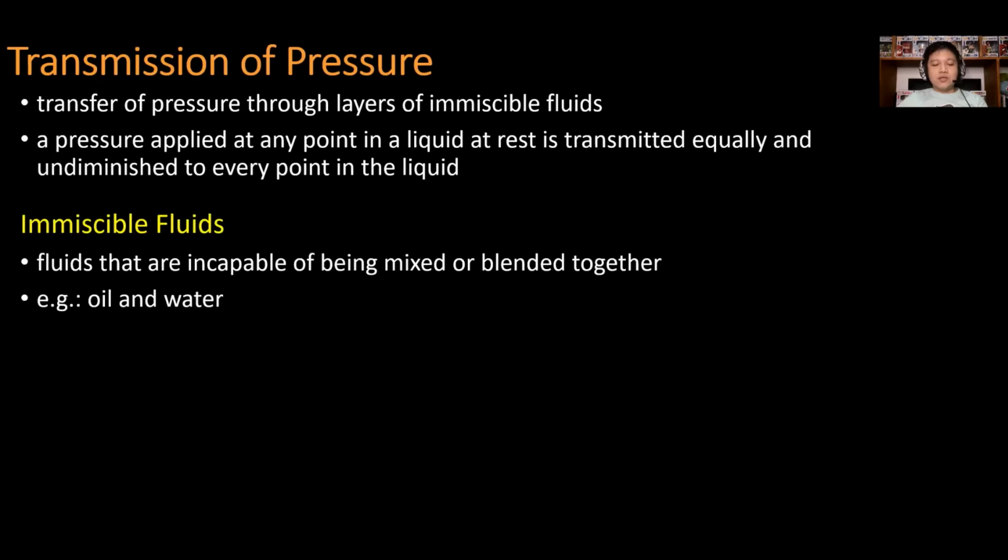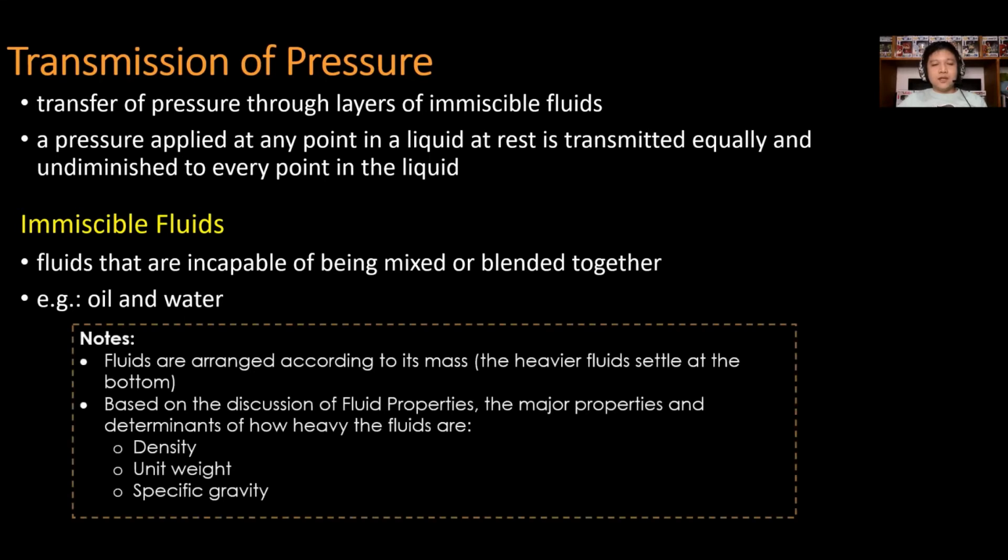So these are fluids that are incapable of being mixed or blended together. An example is oil and water. And for our notes, fluids are arranged according to their mass. The heavier fluids settle at the bottom. Based on the discussion of fluid properties, the major properties and determinants of how heavy the fluids are: density, unit weight, and specific gravity.